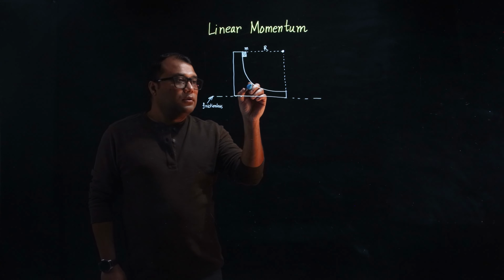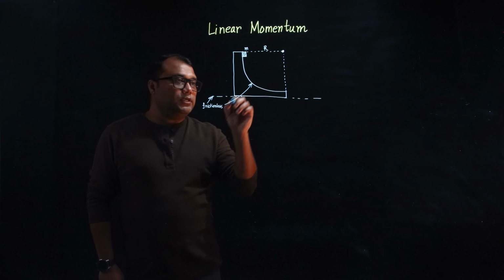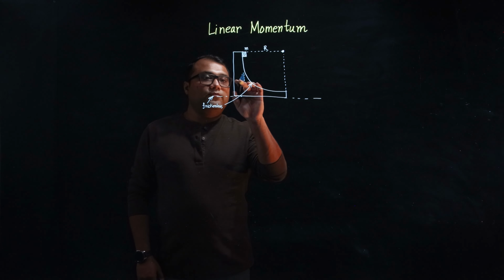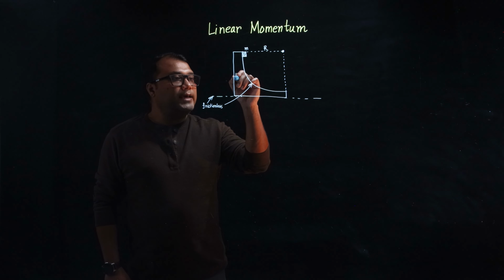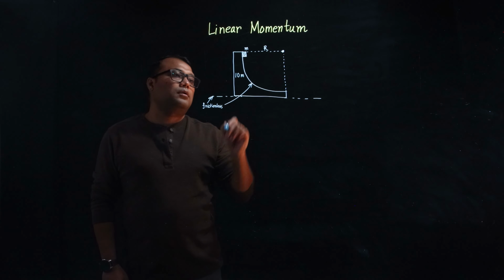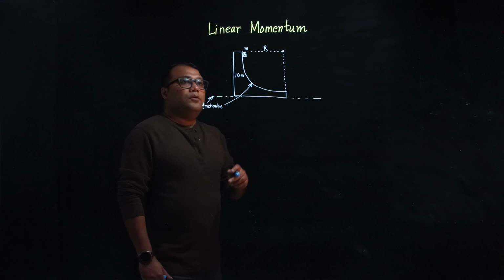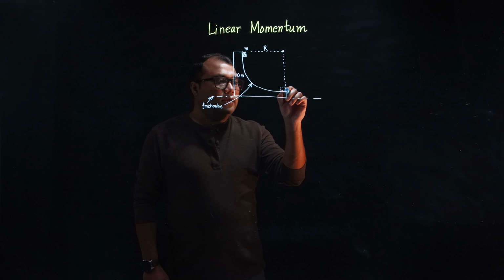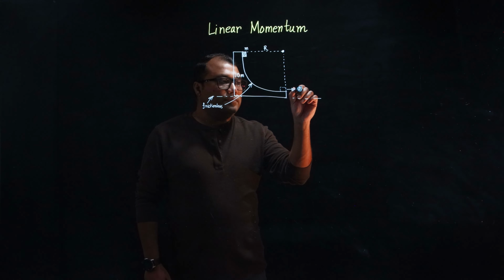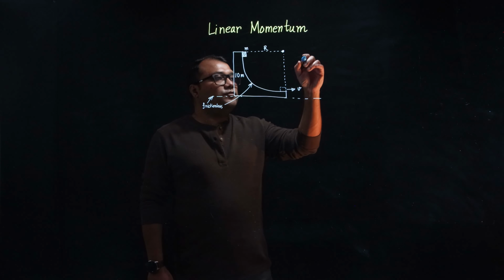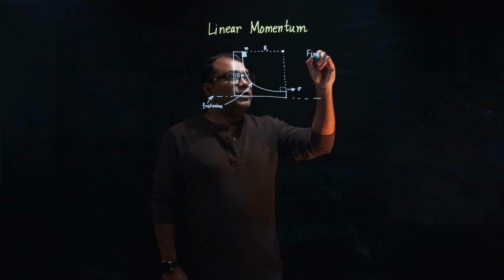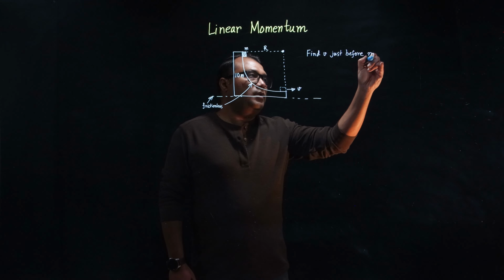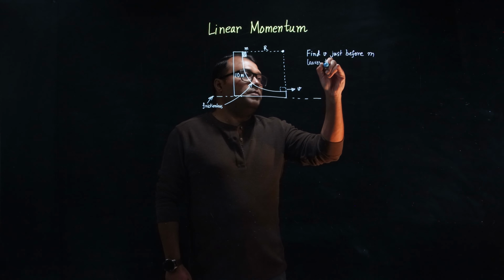This surface is also frictionless. The mass of this block is 10 m. Now obviously this block will slide here. It will come here after a while with some velocity v. Find this velocity v, find v just before m leaves the big block.